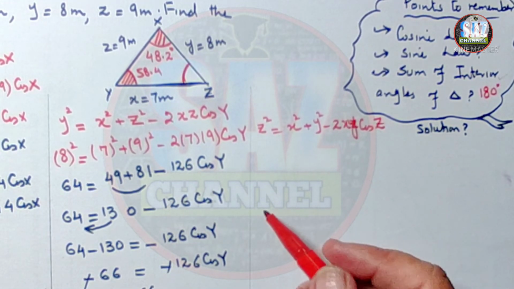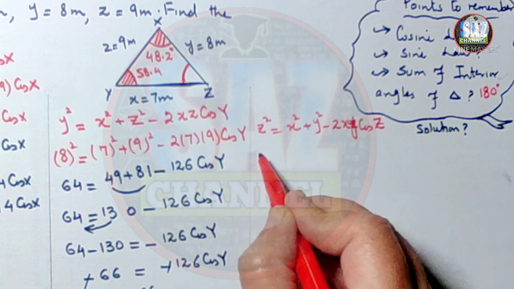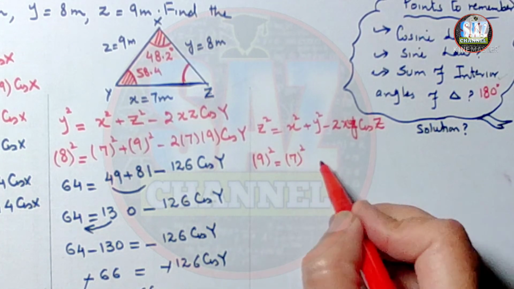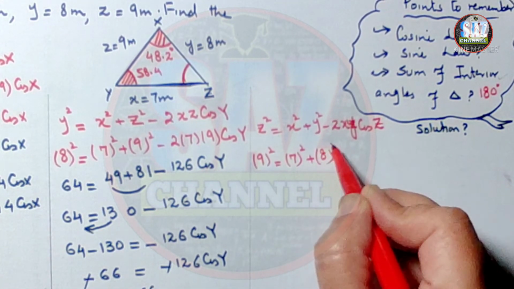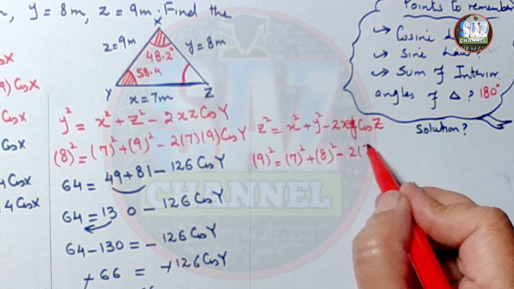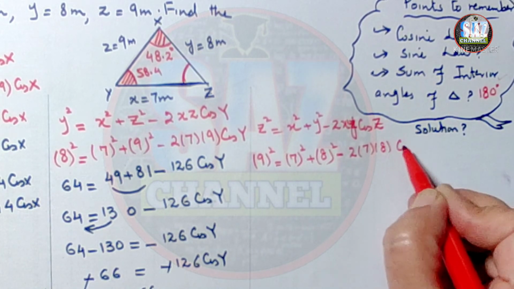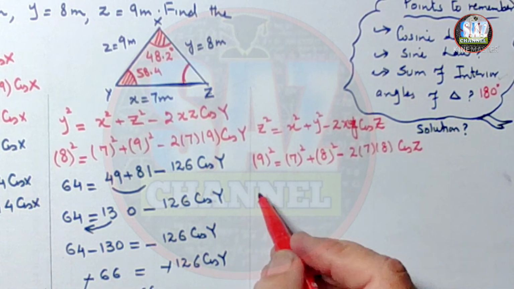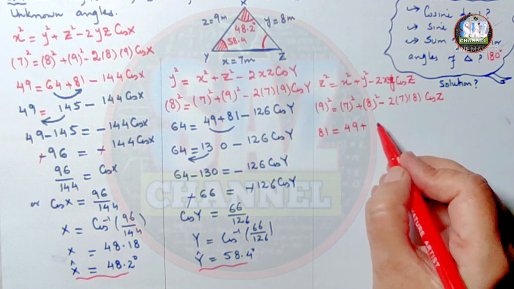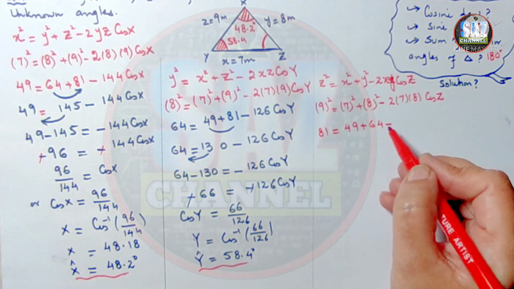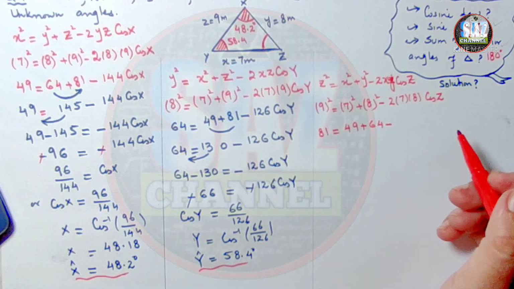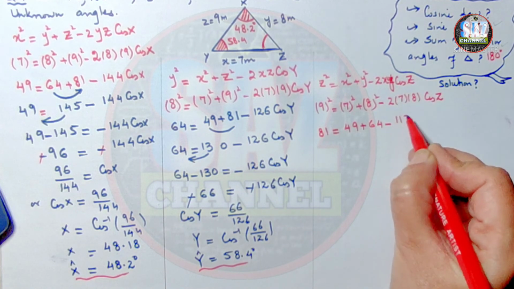z has the value 9 square, x has the value 7 square, y has the value 8 square, minus 2 into 7 multiplied by 8, and cos of angle z. 9 square is 81, 49 plus 64, minus 2 times 7 times 8. 8 sevens are 56, 2 times 56 is 112 cos z.